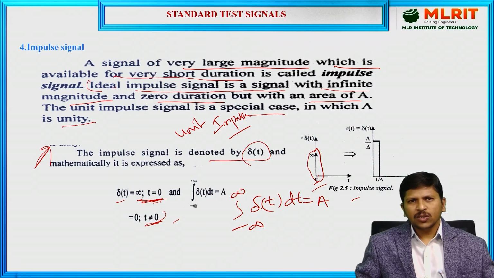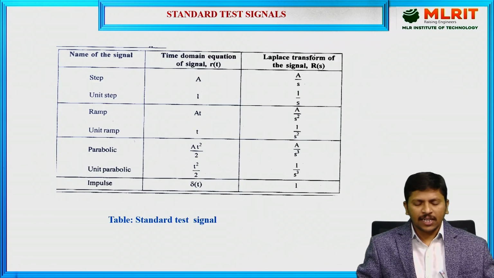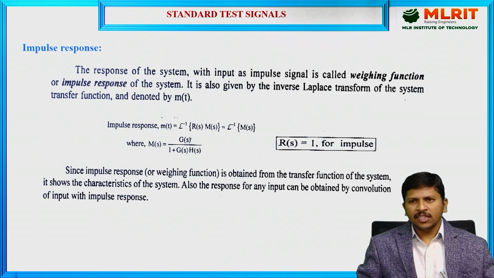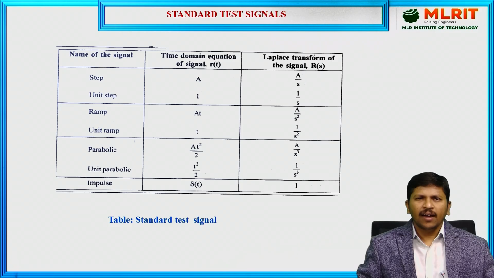Next, what is meant by impulse response? This is the impulse signal. When we apply an impulse as the input signal to any control system, the output we get from that system is known as the impulse response. Before going further into impulse response, let us see the table of standard test signals.